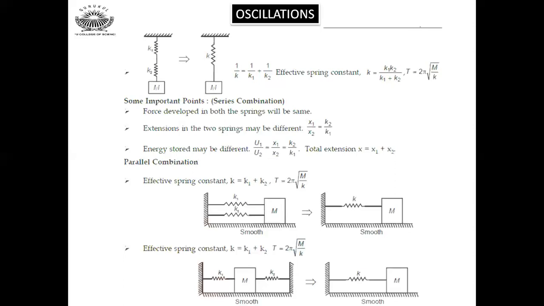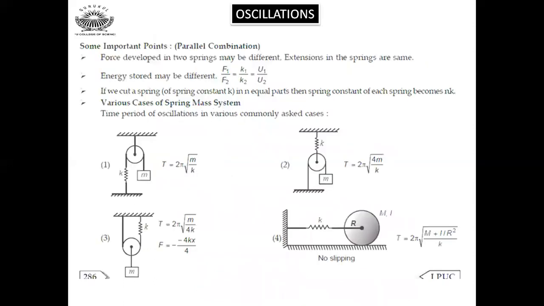In parallel combination, the effective spring constant k equals k1 plus k2, so T equals 2 pi root of m by k. So the effective spring constant, again in terms of parallel, different combinations are given to you, different ways they can be connected. And moving further, in parallel combination, the force developed will be different and the extensions in the springs will be the same. Energy stored may be different, so F1 by F2 is equal to K1 by K2, which is equal to U1 by U2.